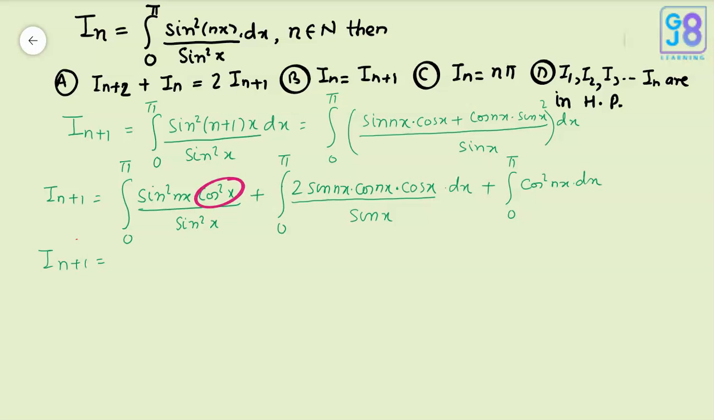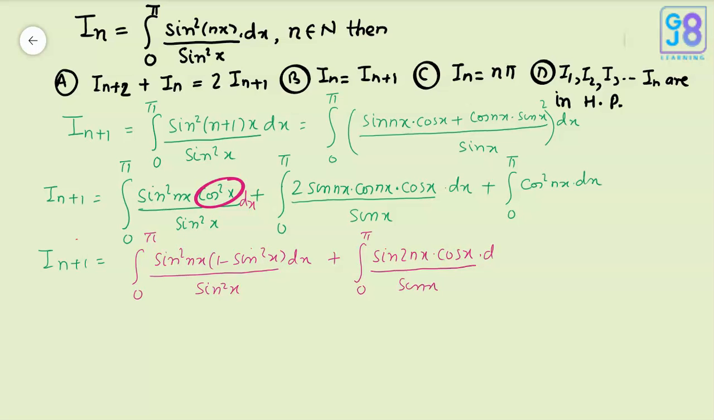Now you'll observe that in the first integral, we can write cos squared x as 1 minus sine squared x, so we will have sine squared nx times (1 minus sine squared x) over sine squared x, plus 2 times, now we can write 2 sine nx cos nx as sine 2nx, times cos x over sine x, plus integral 0 to pi cos squared nx dx.